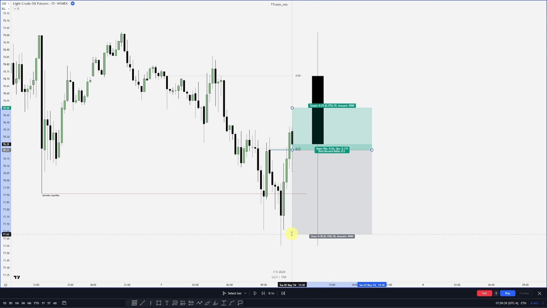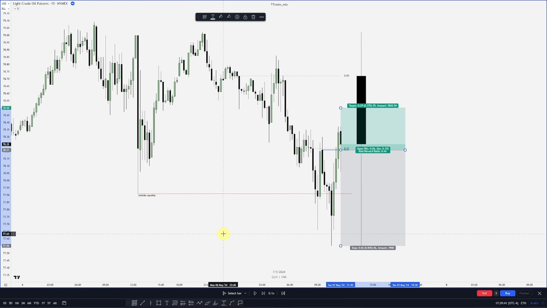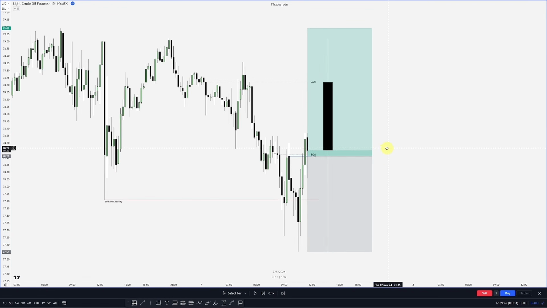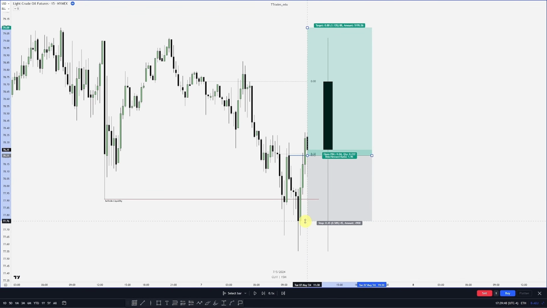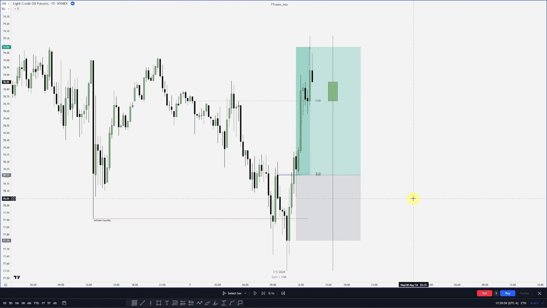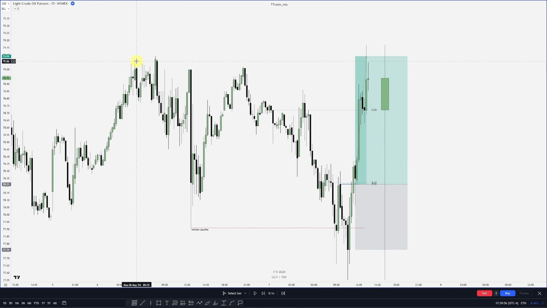After we close over, my stop could be on the low, but just looking to target all these failure swings up here doesn't really make sense in terms of risk to reward. So I'll put it at the bottom of this order block here. Let's see how this works out. And there we go. We continue higher, taking out all these failure swings.